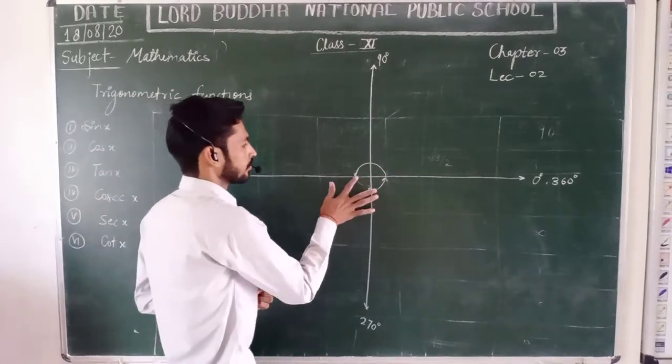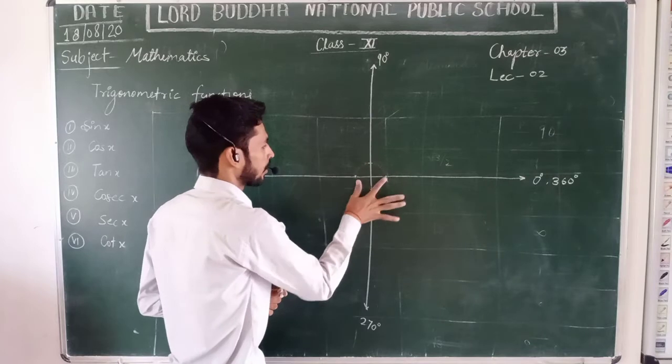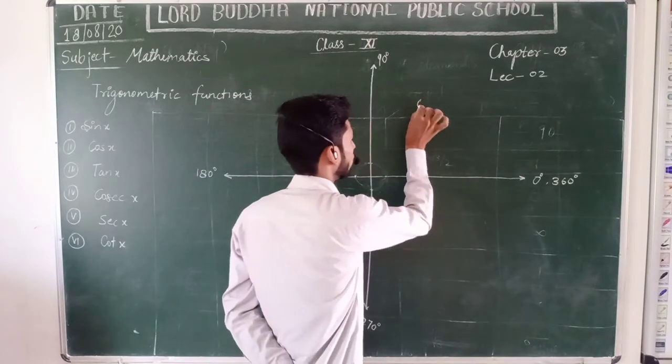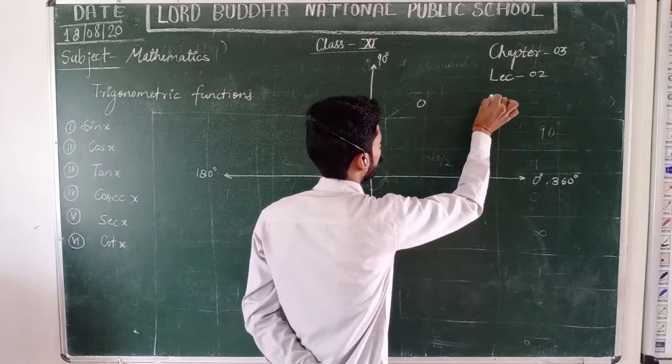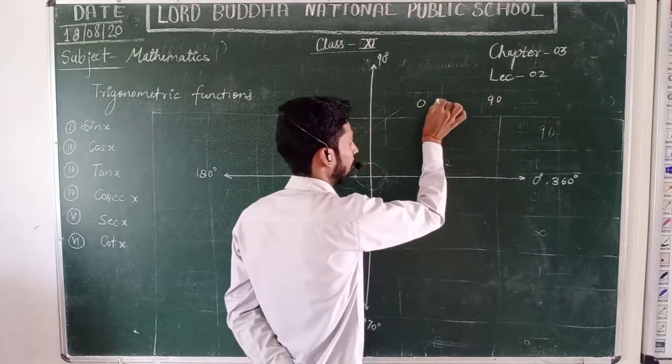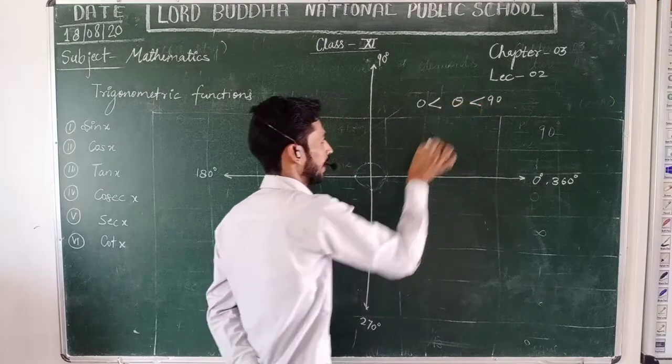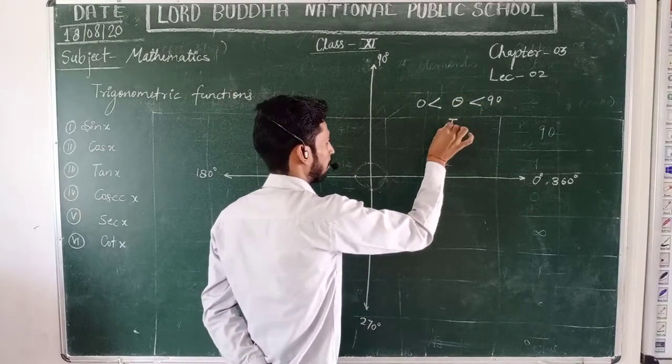Now if we are between 0 and 90, when we are between 0 and 90, then this is the first quadrant.